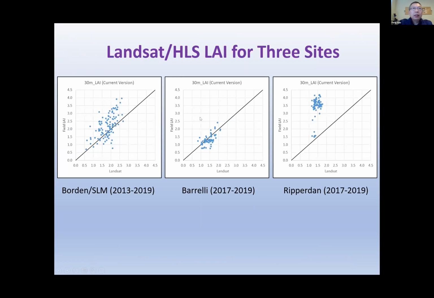If we look at the individual sites, the Borden Serralama site is generally doing well, but underestimates some area values in recent years. The Borelli site agrees well, and the Ripton site is mostly underestimated for high area values.